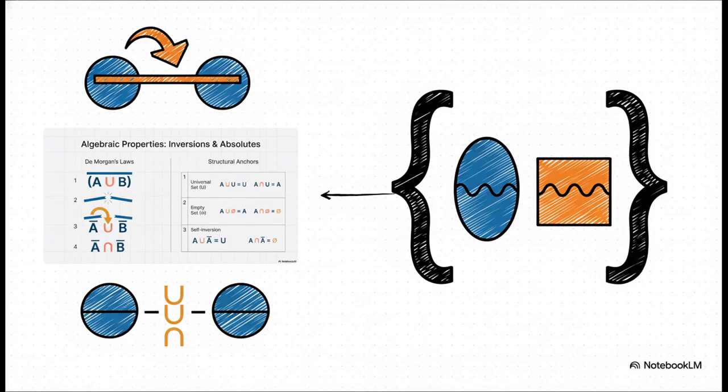Okay, De Morgan's laws are an absolutely fantastic shortcut for logical inversion. It's like a magic trick. If you want to find the complement of an entire union, the rule is simple. You break the bar over the top, give the complement to each set on its own, and then you flip the symbol from a union to an intersection.